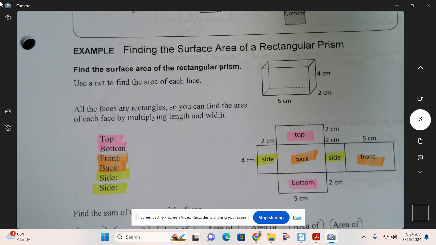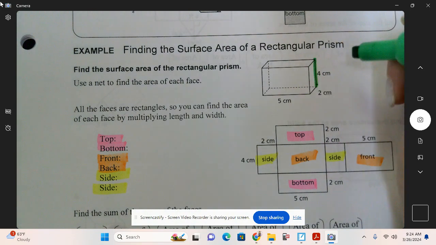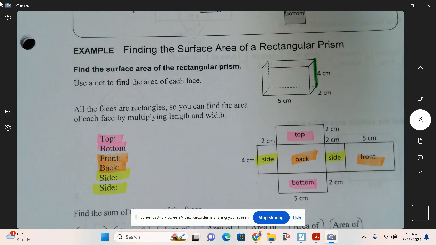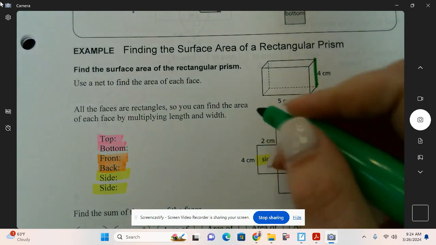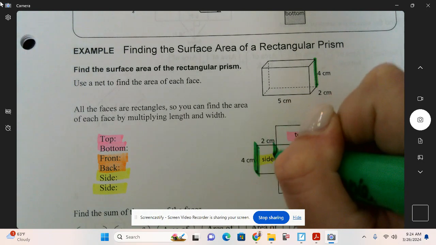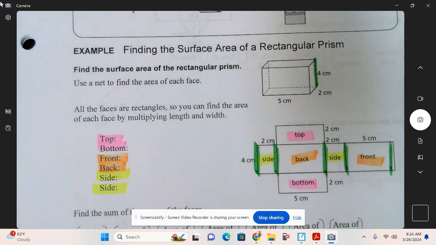Okay? So you can get your green highlighter. Do you see how this one runs up and down? That line runs up and down there. It's equal to 4 centimeters. In our net, all the ones that run up and down are going to be the same length. So all those green pieces are going to be equal to how long? 4.